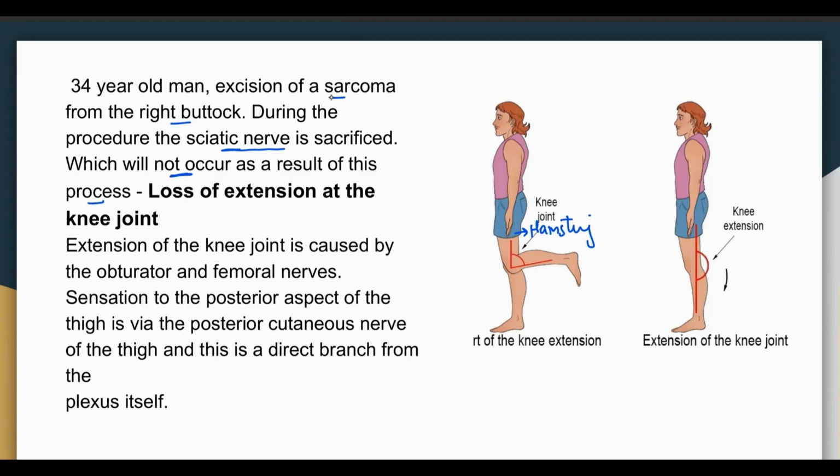We know that the hamstrings are responsible for flexion of the knee and extension at the hip. Now this function will be lost. However, the quadriceps, which are present on the anterior aspect and are supplied by the femoral nerve, are responsible for extension of the knee and flexion of the hip. So we will select the option that is the loss of extension at the knee joint, which is not lost. Extension is caused by the femoral nerve, and sensation to the posterior aspect is supplied by the posterior cutaneous nerve of the thigh.